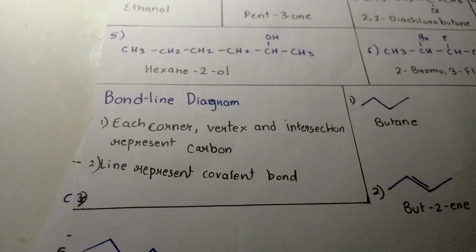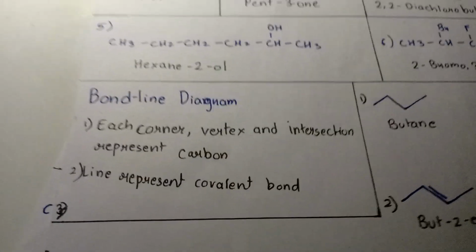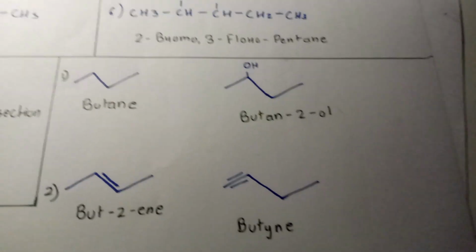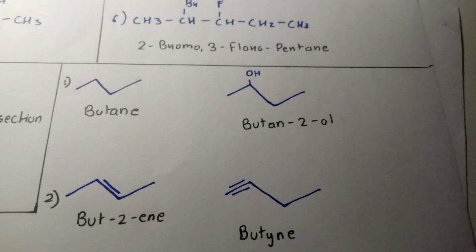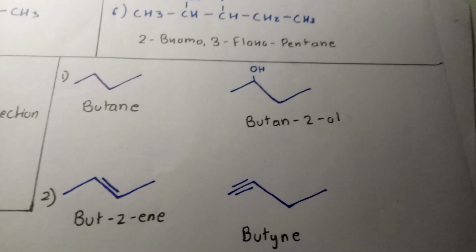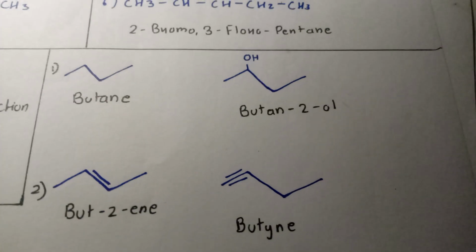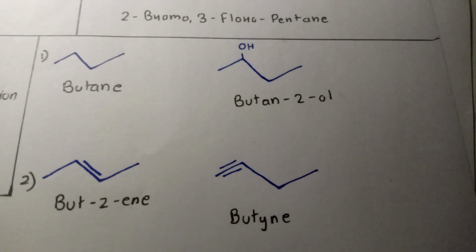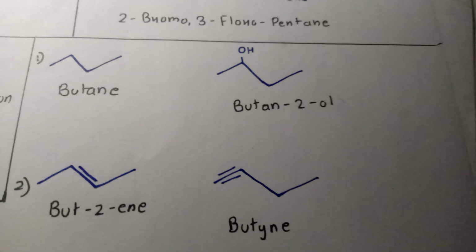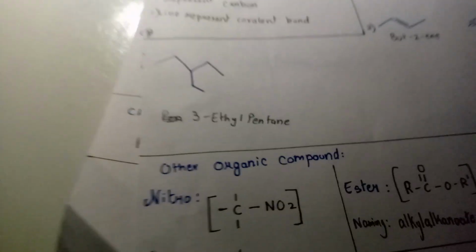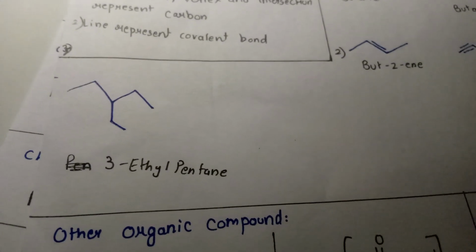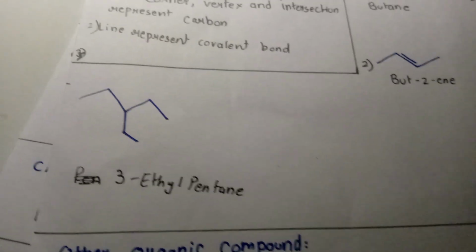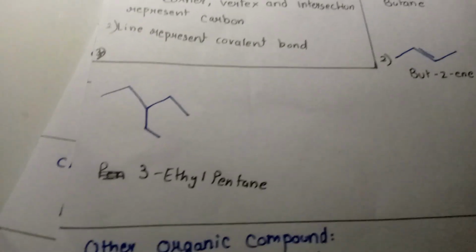Next up is bond line diagrams. You know it already. See, butan-2-ol because the OH is on the second carbon, butan-2-ene because the double bond is on the second, then butyne because the triple bond is on the first, not second or third. And next up is 3-ethylpentane. I know I'm going very fast because I'm critically nervous.